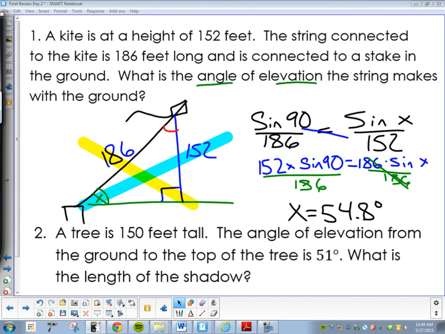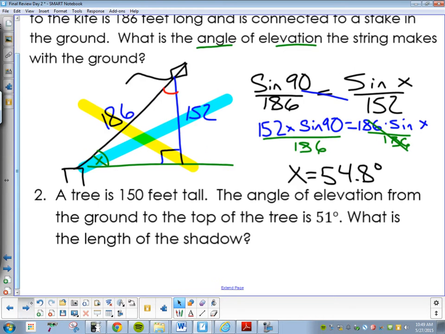Questions on 1? Number 2 is going to be very similar to it. If you struggled with 1, try number 2, and it'll help you out.